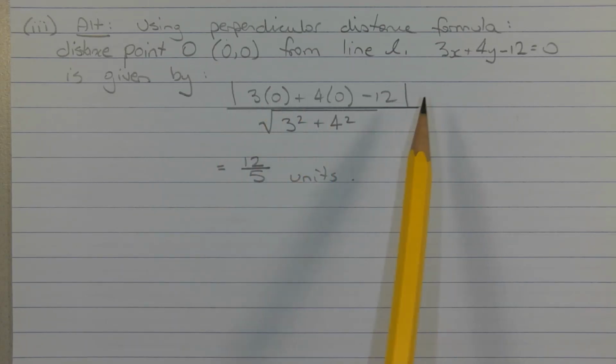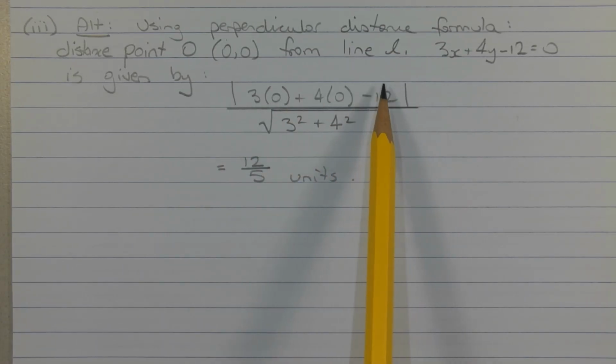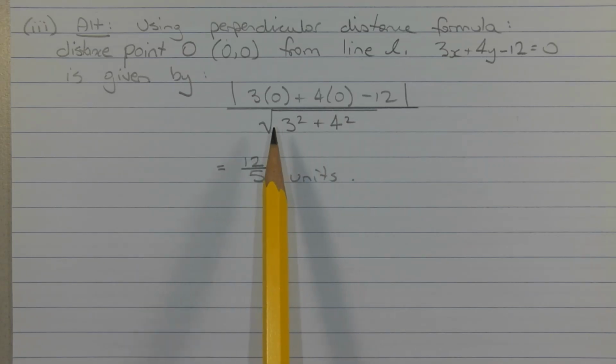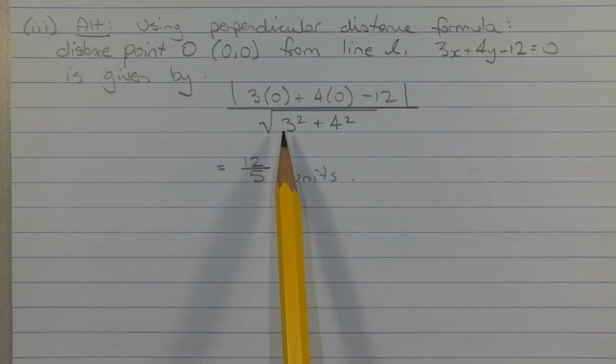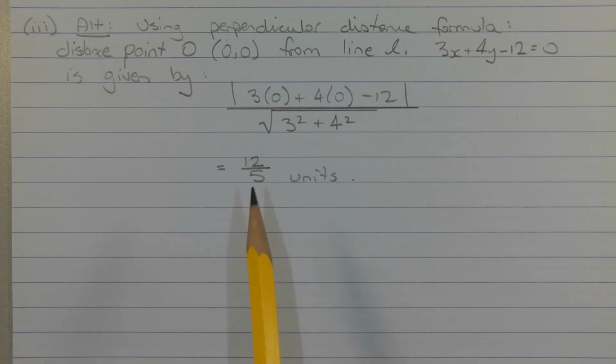Now in the numerator, we have the absolute value of negative 12, which is positive 12, and in the denominator, the square root of 3 squared plus 4 squared is equal to 5. So the perpendicular distance from point O to line L1 is 12 over 5 units.